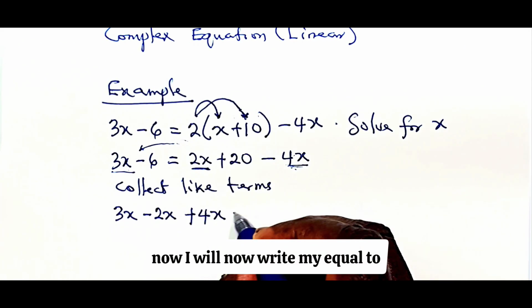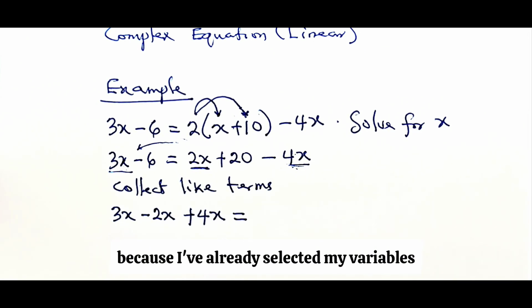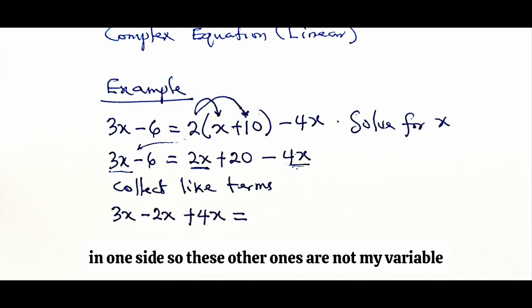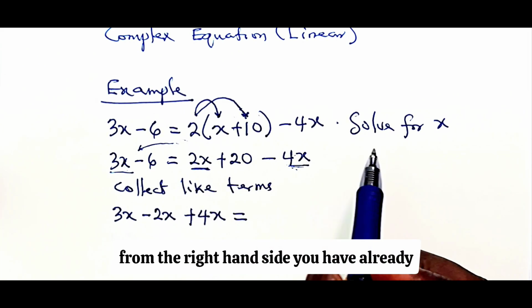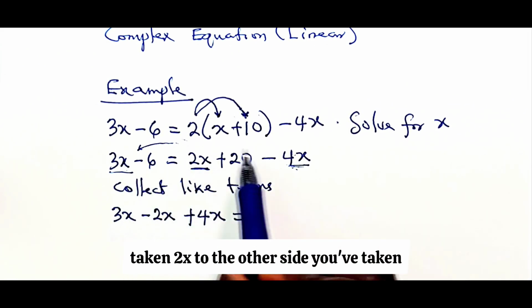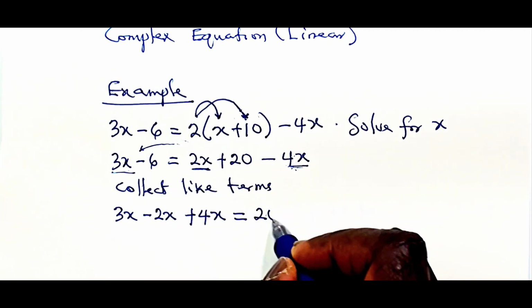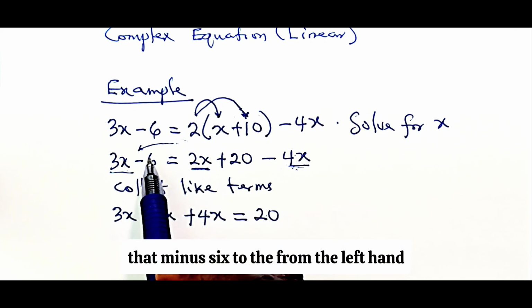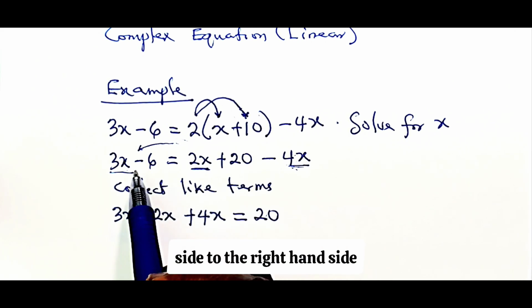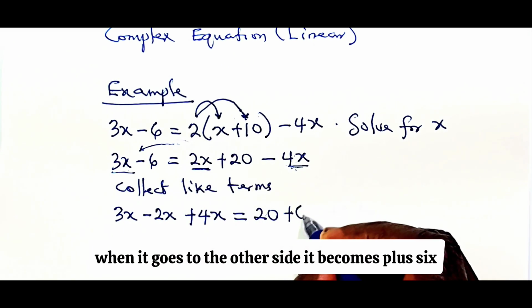Now, I will write my equal to, because I've already selected my variables on one side. These other ones are not my variable. So what do you have left on the right hand side? You have already taken 2x to the other side, and 4x to the other side. What you have left is 20. Write it down, 20. But on the left hand side, you have minus 6. So you take that minus 6 to the right hand side. When it goes to the other side, it becomes plus 6.